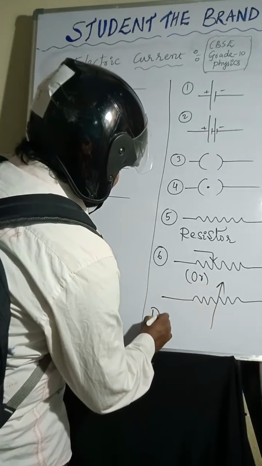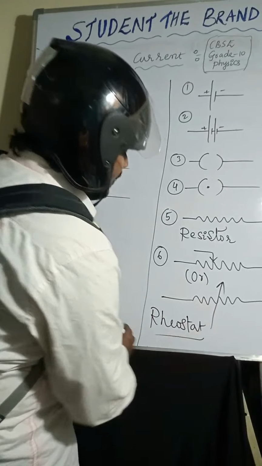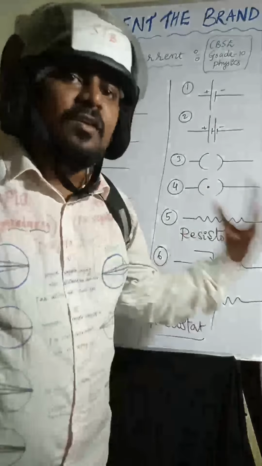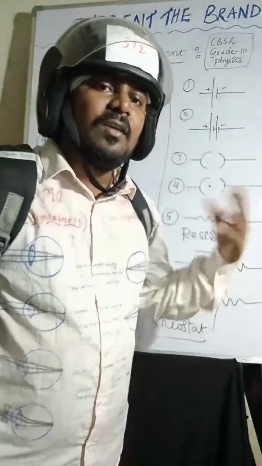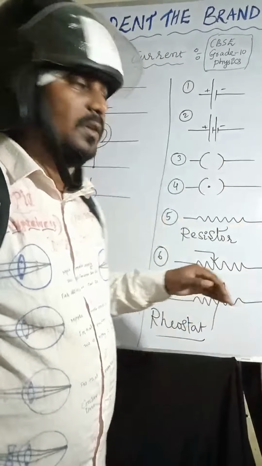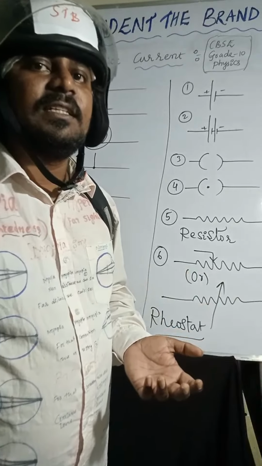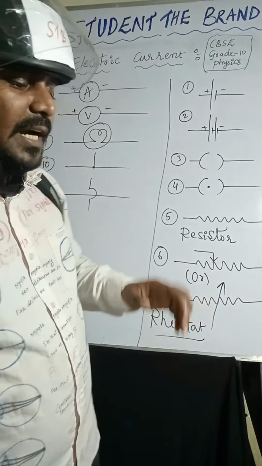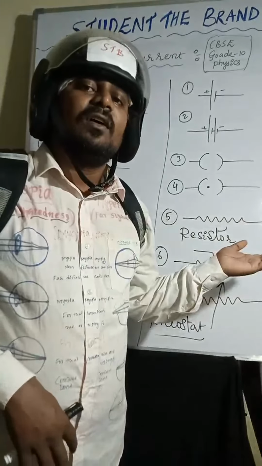Rheostat is a device which is used to regulate the current without changing the voltage source. Is it clear or not? Once again, rheostat is a device which is used to regulate the current without changing the voltage source.